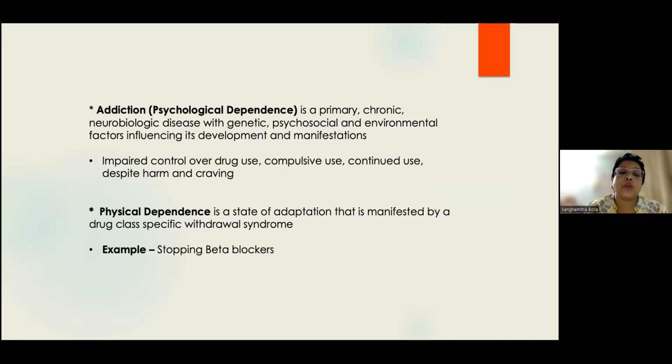There is an impaired control over the drug use. There is a compulsive use. There is continued use despite the harm and craving. Whereas physical dependence is a state of adaptation that is manifested by a drug class specific withdrawal syndrome. For example, if we stop beta blockers, then perhaps the patient is going to get a heart attack very soon. So that is physical dependence. Another example is stopping the use of oral hypoglycemic drugs in a case of diabetes mellitus. So that is physical dependence, and it cannot be similar to psychological dependence, which is addiction.